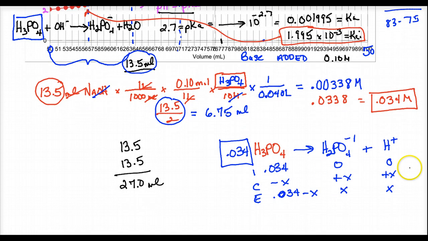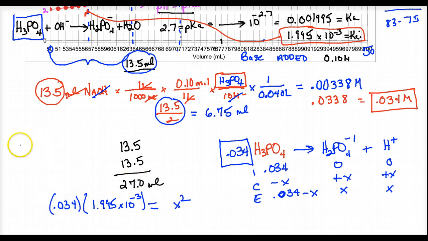Now, party people, putting it equal to the Ka. The Ka1 is 1.995 times 10 to the negative 3. And we're going to equal X squared over 0.034. For those that don't know what I just did here, the K equilibrium, or Ka, is equal to the products, which is in this case these two X's, times themselves, that's where the X squared comes from, over the reactant, which is 0.034.